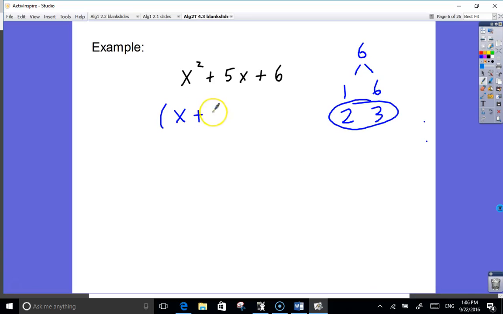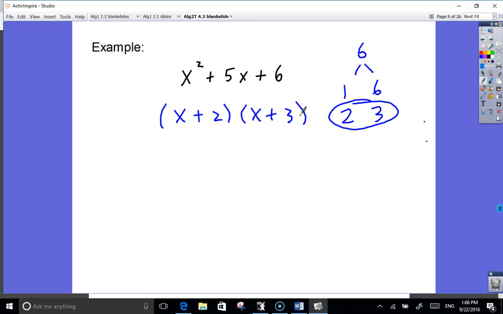x plus 2 times x plus 3. That's factoring. Right, it's two sets of parentheses. What's inside each set of parentheses? A binomial linear factor. Linear because it's x to the first.